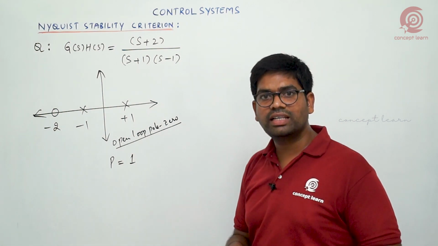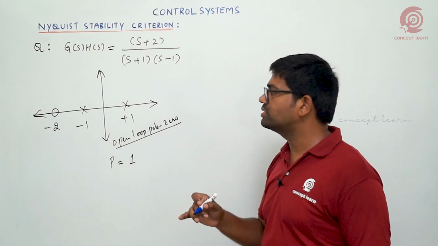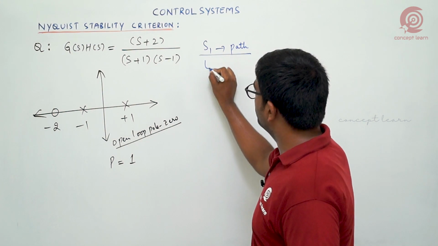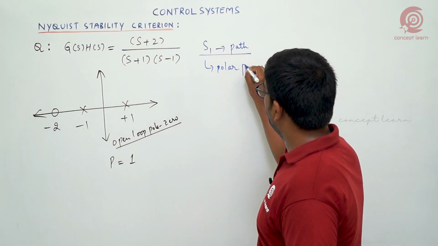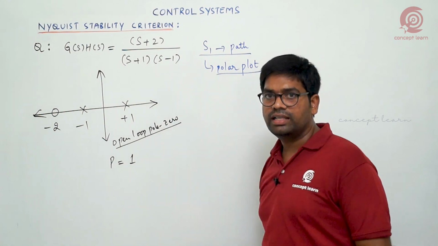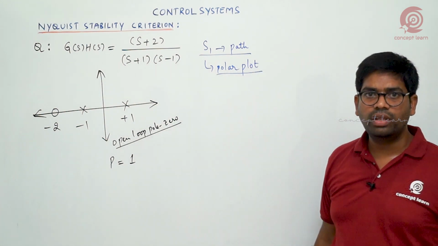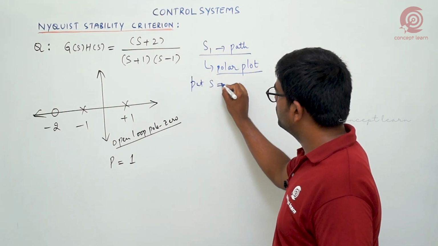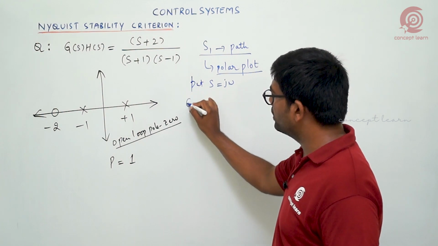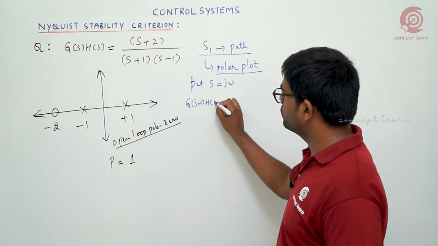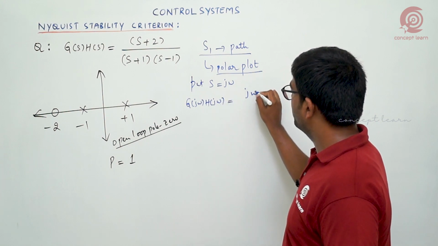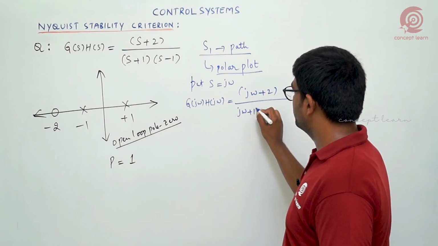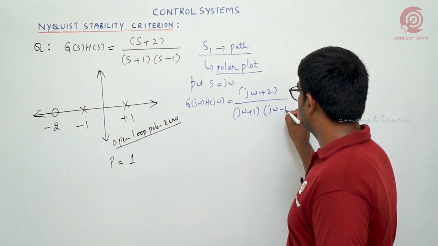So how to construct the Nyquist path? We follow the sequence. First we follow the S1 path. S1 is to draw the polar plot. But this transfer function is not in standard form, so we follow the normal procedure. Normal procedure means put s is equal to j omega. So what result do we get if you substitute s is equal to j omega: j omega plus 2, divided by j omega plus 1 into j omega minus 1.